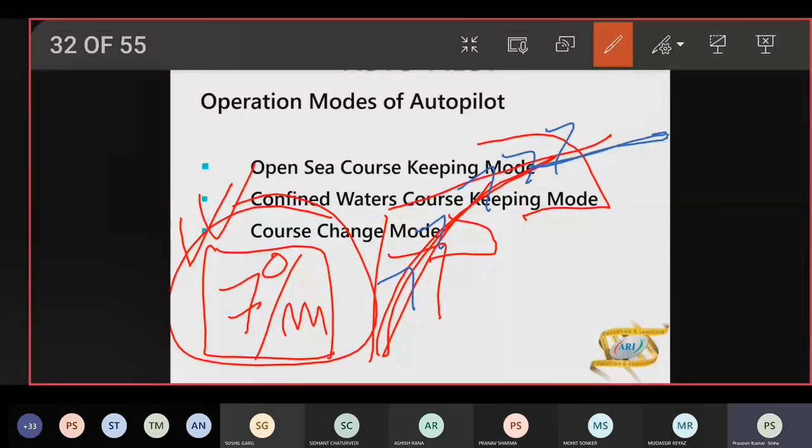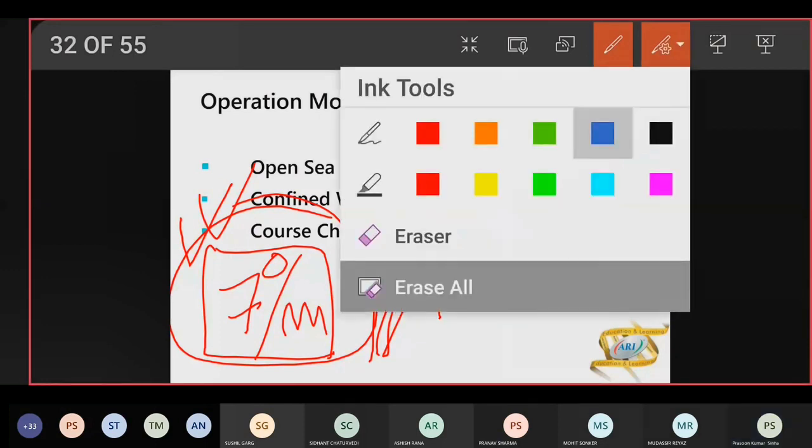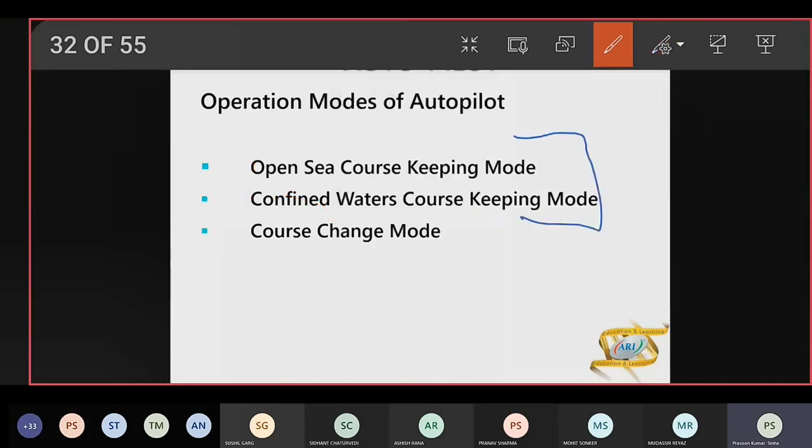So these are the two modes: when we want to go straight, the course keeping mode; when we want to turn, the course change mode. Another way to look at it, there are two types of course keeping mode you are seeing: open sea mode and confined water mode. This open sea mode is normally also known as economy mode.